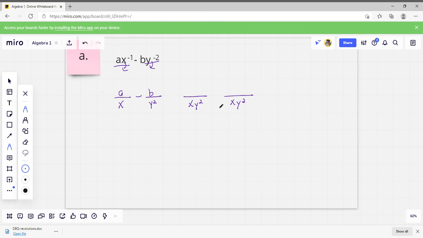So I need to multiply this times xy squared. I've already got the x, so those cancel. So I'm going to have a y squared. And then this one gets multiplied by x y squared. And I already have the y squared. Those canceled. So it's just x times b, which would be bx. So my answer is going to have x y squared as my denominator. And then I'm going to have a y squared minus bx. There's the answer to that one.